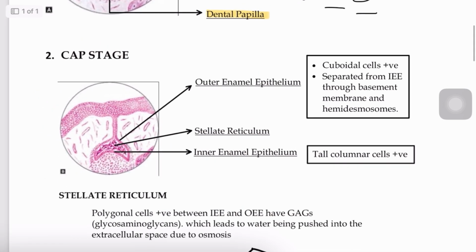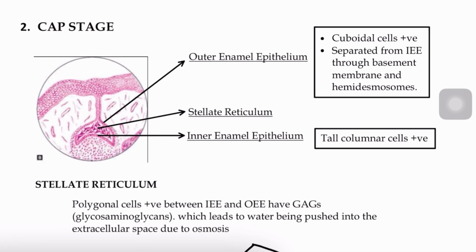Alright, next, the cap stage. In the cap stage, this whole diagram has changed now. You see, this upper portion is still the oral epithelium coming from the dental lamina. Now, first it was just inner and outer cells. Now they are getting divided into the outer enamel epithelium and the inner enamel epithelium. The center portion is known as the stellate reticulum. We'll understand each one easily.